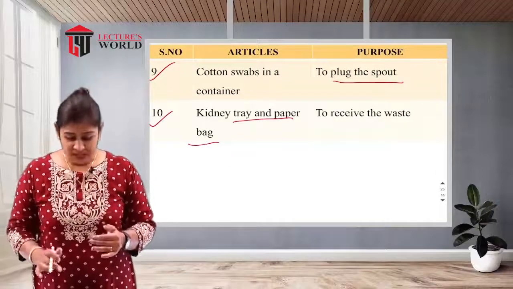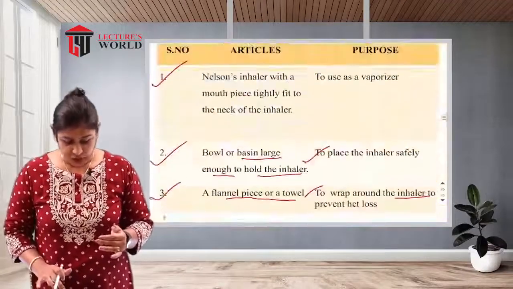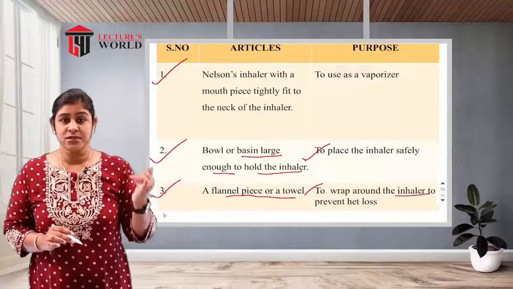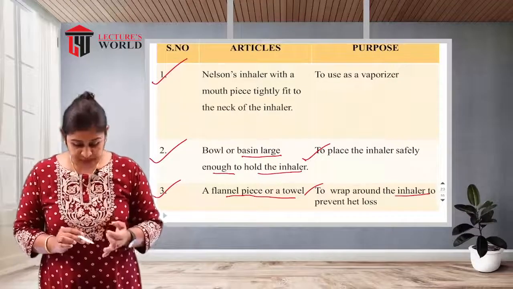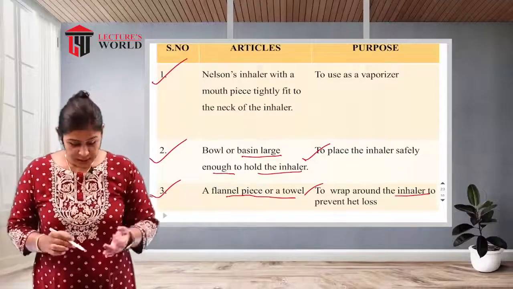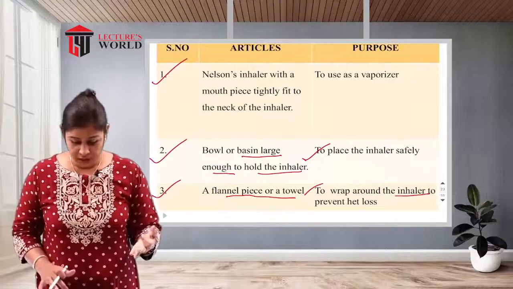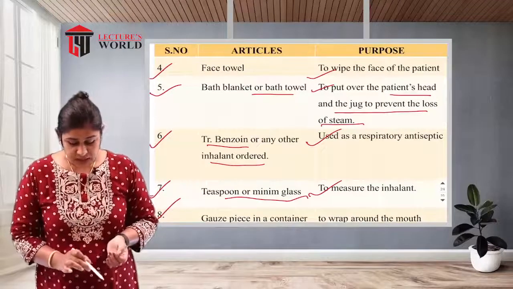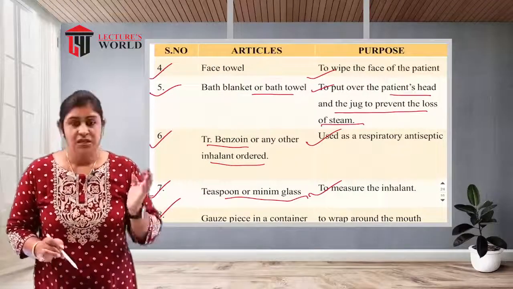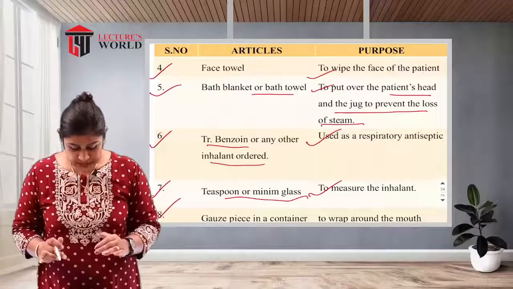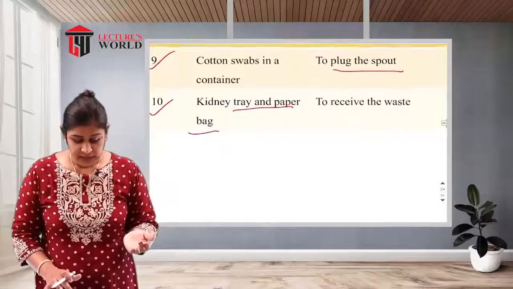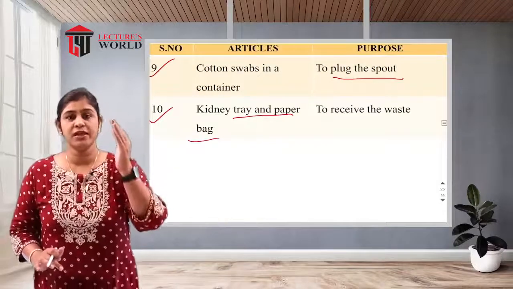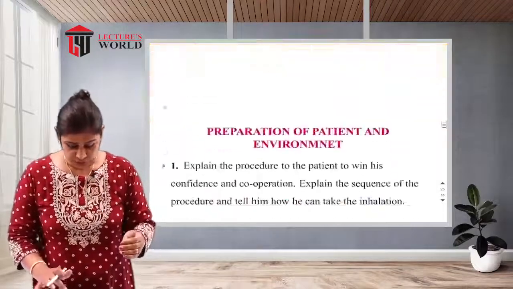So these all are the articles we require for inhalation. So again, we'll repeat it. First, we require a Nelson inhaler with a mouthpiece that is tightly fit into the neck of the inhaler. Second, a bowl or a basin. Third, a flannel piece or a towel. Fourth, a face towel. Fifth, a bath blanket. Sixth, tincture benzoin. Seventh, a teaspoon or minim glass. Eighth, a gauze piece in a container. Ninth is a cotton swab in a container, and tenth is a kidney tray and a paper bag. So these are the articles required for inhalation.